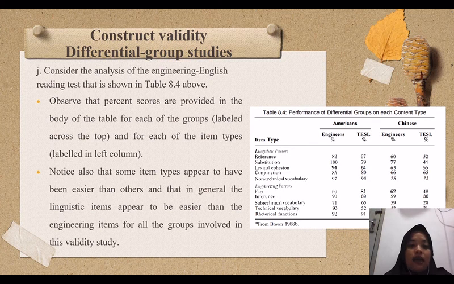This is the analysis of the engineering English reading test that is shown in table A4. Observe that percent scores are provided in the body of the table for each of the groups labeled across the top and for each of the item types labeled in the left column. This is the number and the percent. Notice also that some item types appear to have been easier than others, and that in general the linguistic items appear to be easier than the engineering items for all groups involved in this validity study.